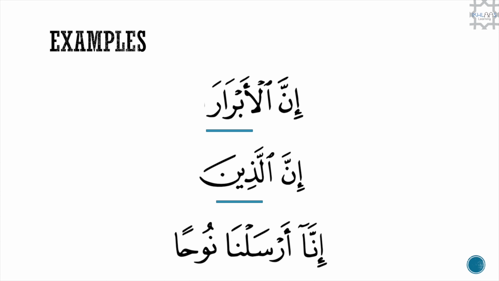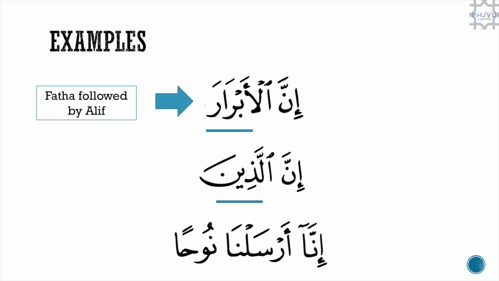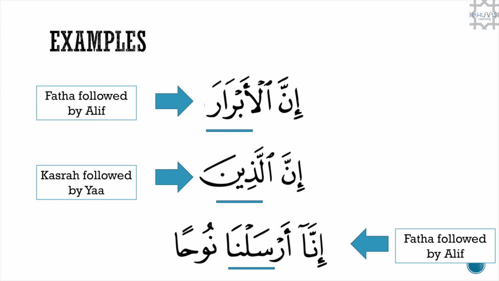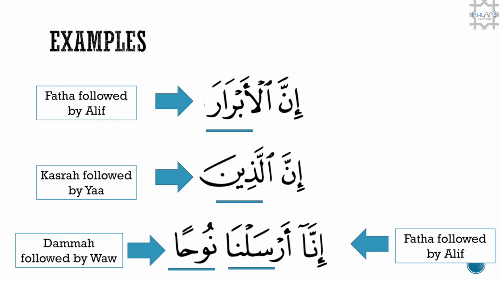So let's look at a few examples. We have the word innal abrara. So we can see there is a fatha followed by an alif on the word ra. Second example, innal ladhina. So we can see there is a kasra followed by a ya in the word dhi. Now try to do the next example by yourself and we will look at it together. So for this word, inna arsalna nuhan, we can see on the word na, there is a fatha followed by an alif. And on the word nu, we can see there is a dhamma followed by waw.